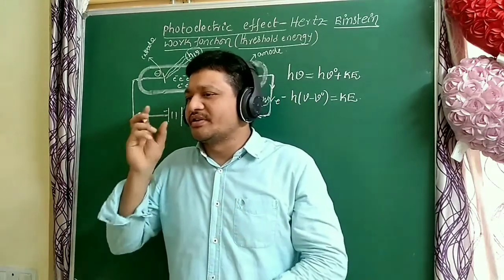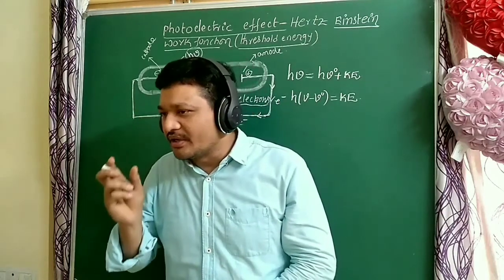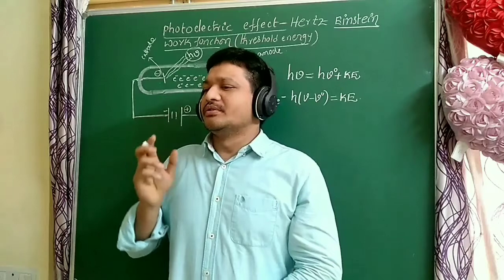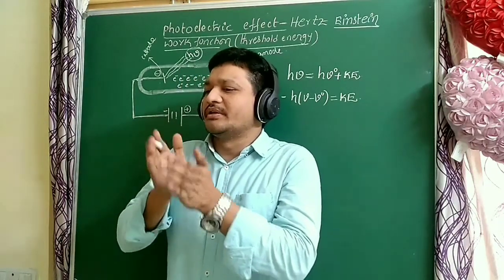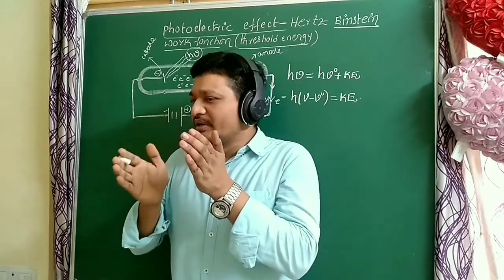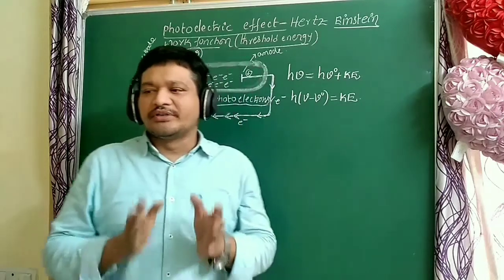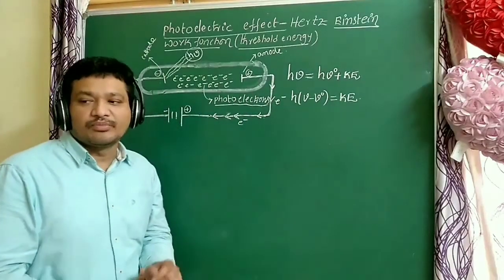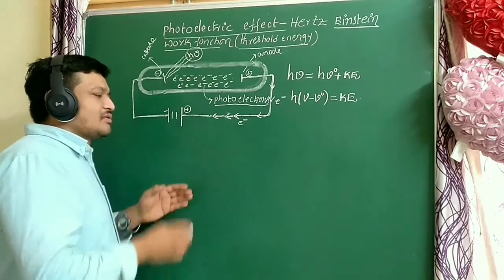This energy is constant for a particular metal. Threshold energy depends on the nature of the metal, but not on the radiation, whatever it may be. That is very important, students. So which metals have less threshold energy?